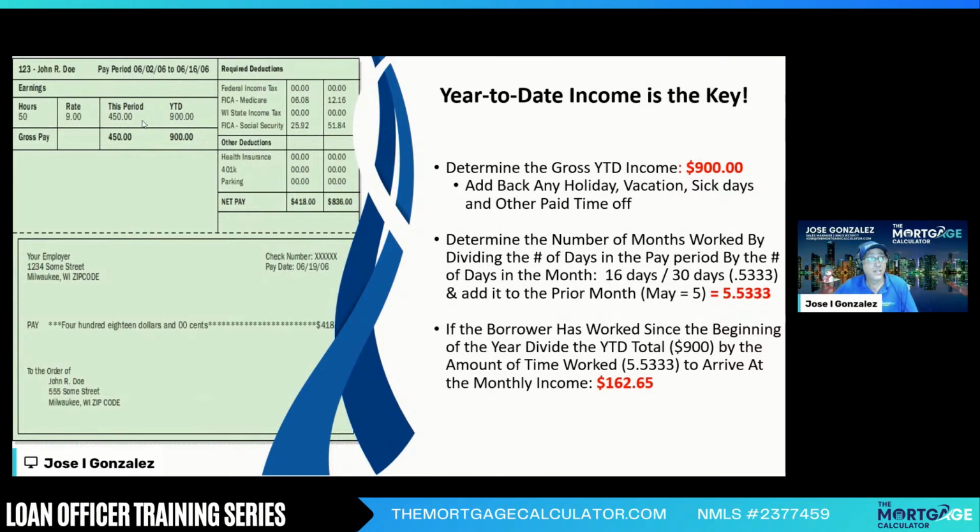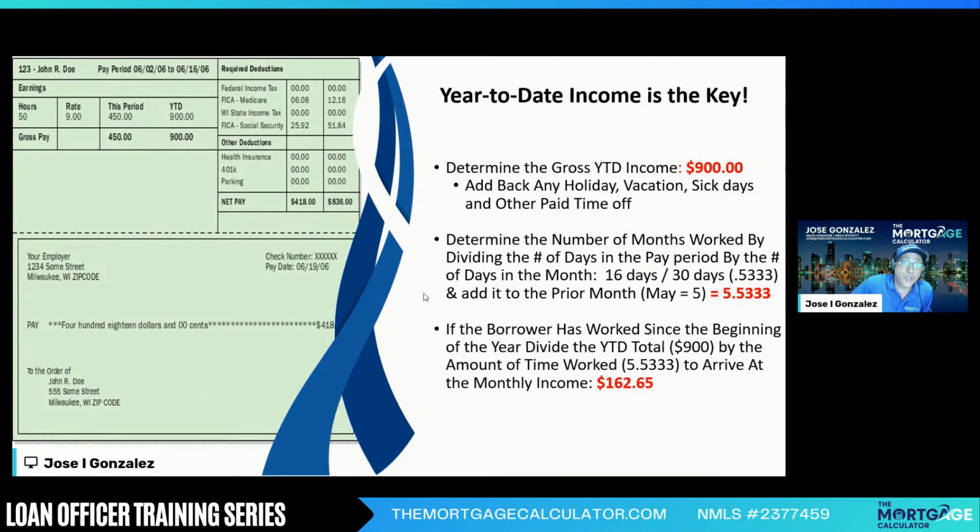So assuming that John Doe, his income here doesn't have any holiday, vacation, sick days, so we're just using 900. But if it did have other components like that, you would add it to the base pay to get the year to date adjusted with all of the earnings that aren't variable income.